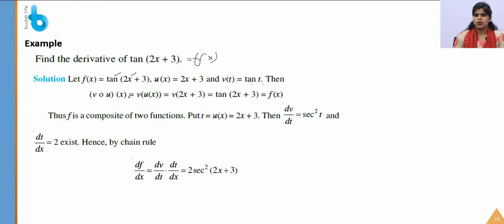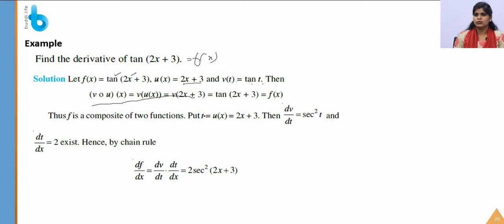V composite u of x is v of u of x, that is 2x plus 3. Okay, then v is what? V of t is tan t, right? V is tan, and this t is 2x plus 3, equal to f of x. See, we got f of x. So we can do it like this. Thus f is a composite of two functions.